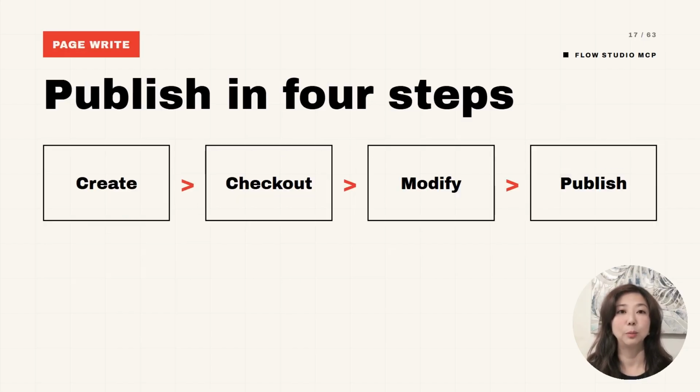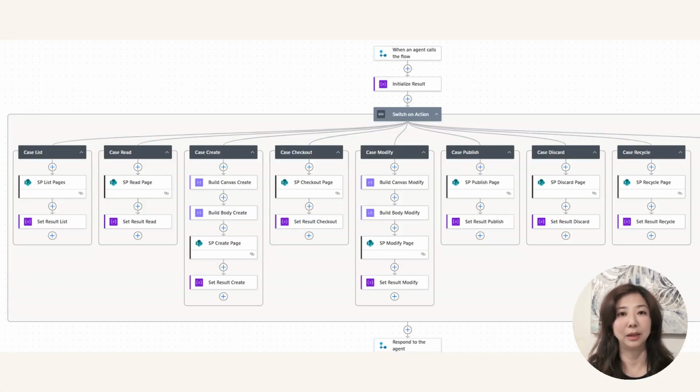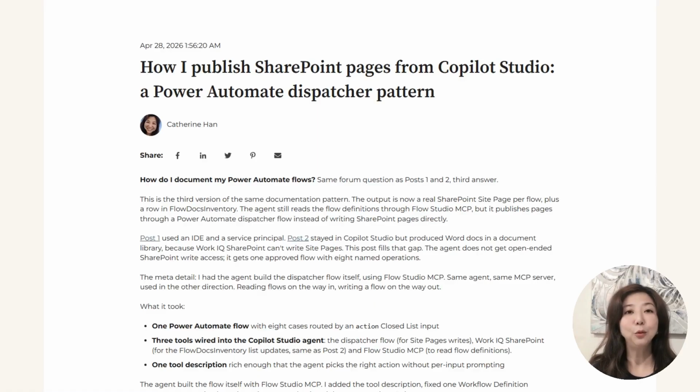So if you want to publish a page, it calls create, checkout, modify, publish. If you want to soft delete, it calls recycle. This is a slightly complex flow, but you don't need to handcraft it. I had the agent build the dispatcher flow itself using FlowStudio MCP. If you want your agent to build this for you, just send the blog post link with a screenshot of the flow actions to your agent. Your agent can build this.